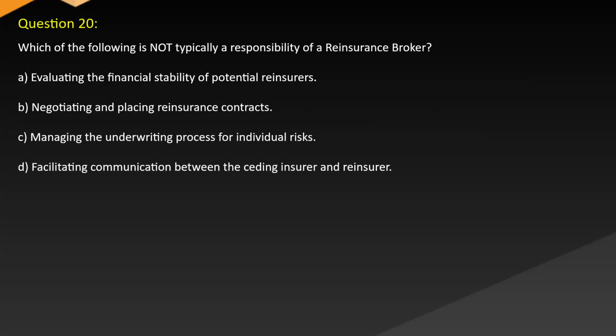Question 20. Which of the following is not typically the responsibility of a reinsurance broker? A. Evaluating the financial stability of potential reinsurers. B. Negotiating and placing reinsurance contracts. C. Managing the underwriting process for individual risks. D. Facilitating communication between the ceding insurer and reinsurer.